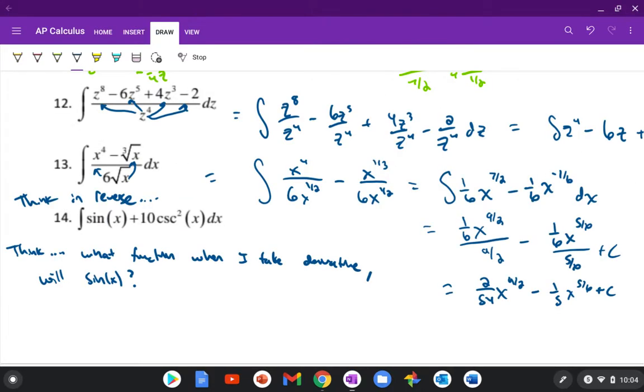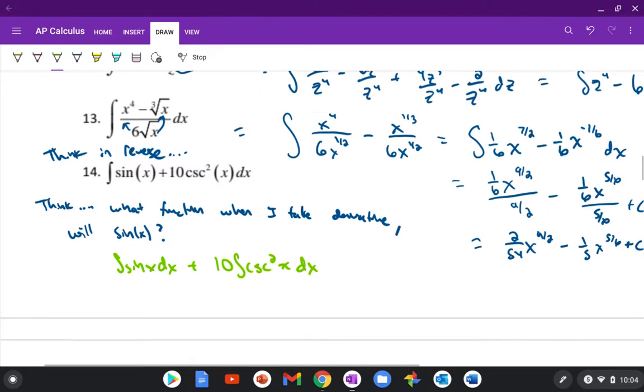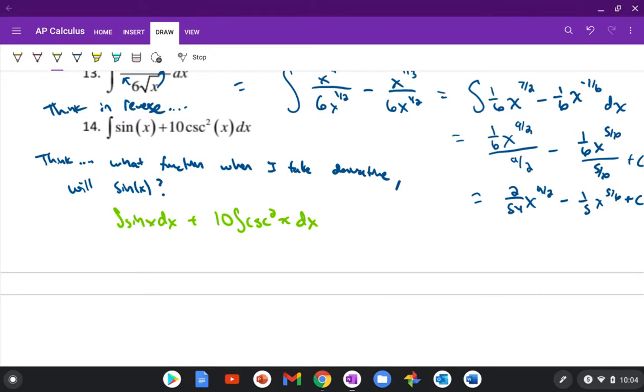So what we end up doing then is we just throw a negative in front of there. So when we actually split this one up, I'm going to go ahead and write it as separate functions here. The integral of sine of x dx plus 10 integral of cosecant squared of x dx. When we think about, well, what when we differentiate will give us sine, again, nothing does, but cosine gives us minus sine. So the integral of sine is actually going to be minus cosine.